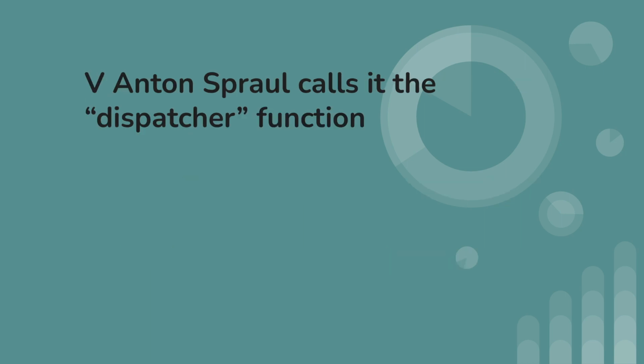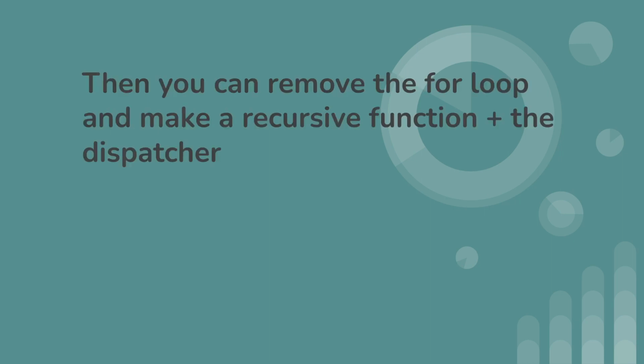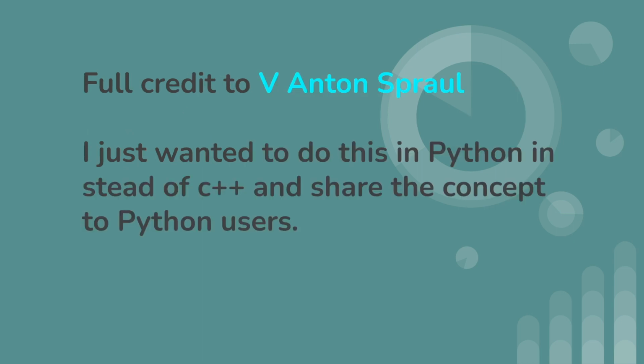Then he creates something to solve that, and he calls it the dispatcher function. So then you can remove the for loop, and then you make a recursive function using your function inside your function, and then you add the dispatcher. So we'll look at an example of this in Jupyter Notebook, and hopefully it's not a cheat, but it's kind of a good method to be able to call upon when you need it.